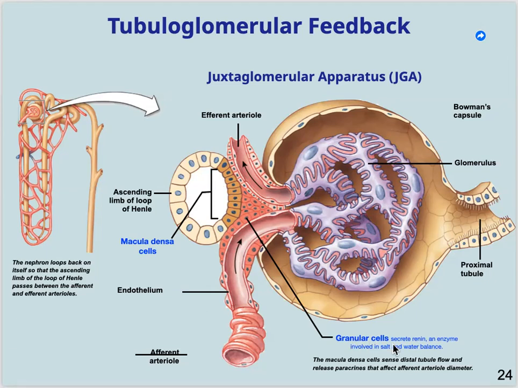We also have granular cells over here. Granular cells, also called juxtaglomerular cells or JG cells. These are located in the afferent arteriole of JGA, and they are specialized smooth muscle cells that are capable of secreting renin. And renin, as we know, is an enzyme that's important for salt and water balance in our body.